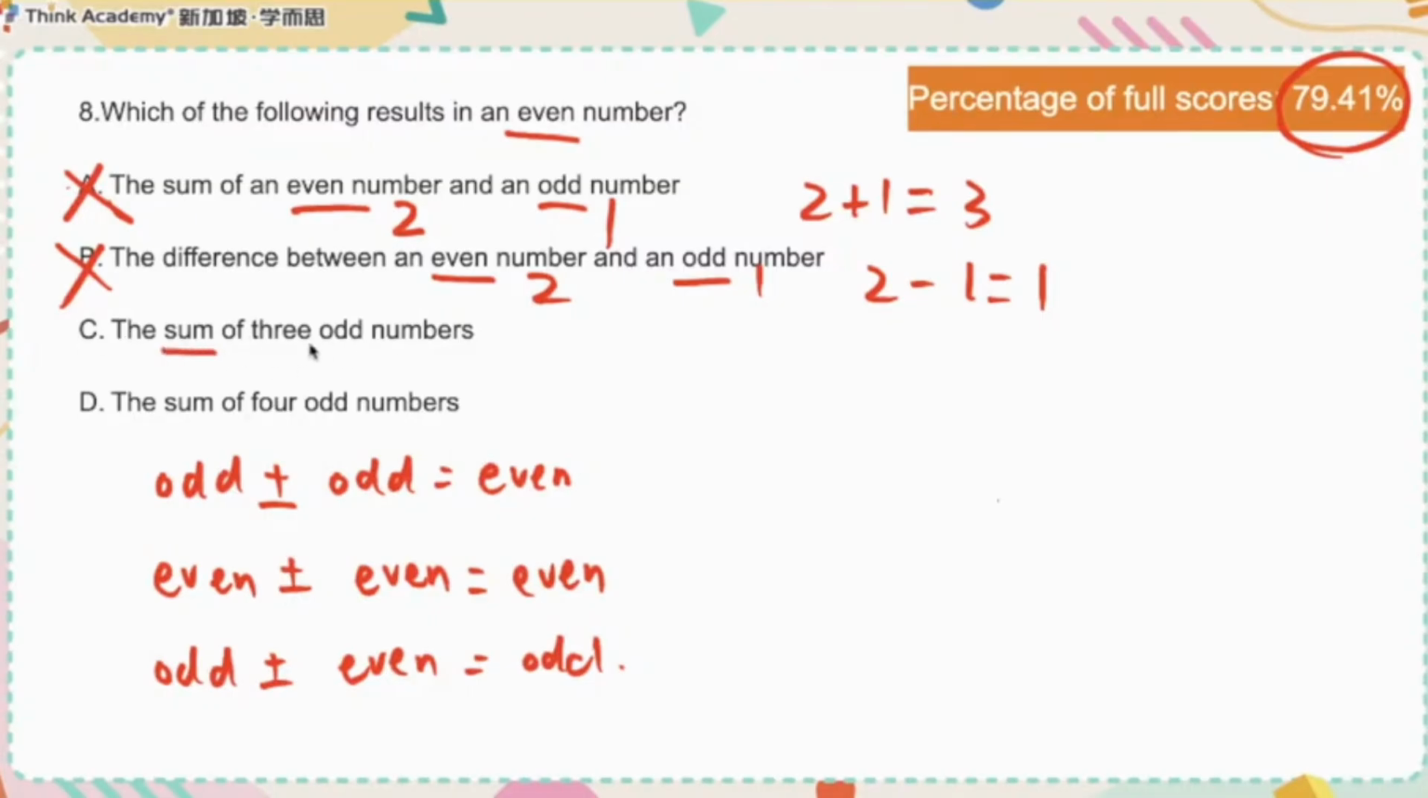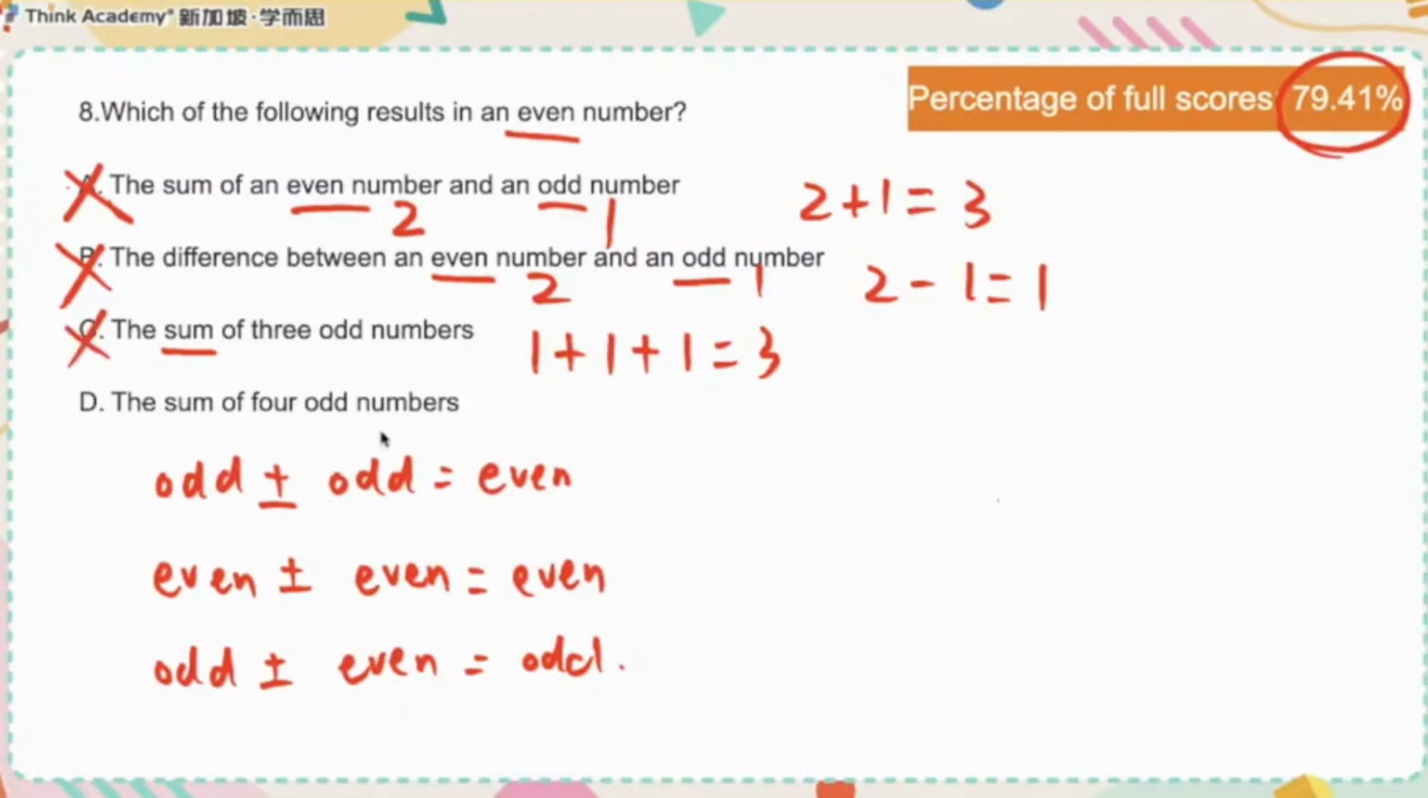The sum of 3 odd numbers. Let's see, 3 odd numbers. How about 1 plus 1 plus 1? This is 3. Is it an even number? Yes or no? Type in your chat box. Okay, this is an odd number, right?